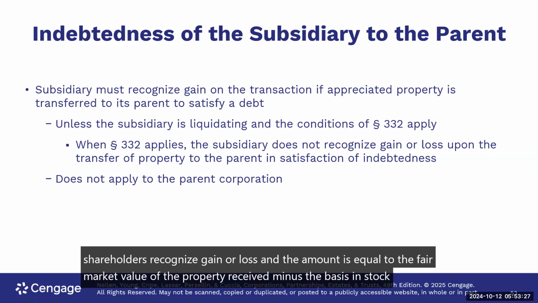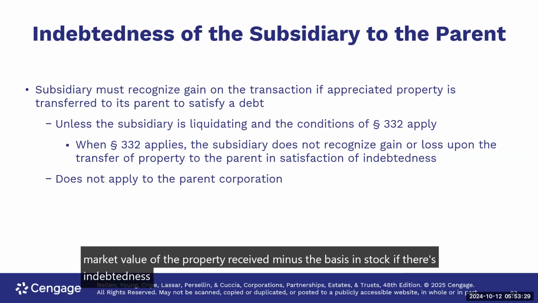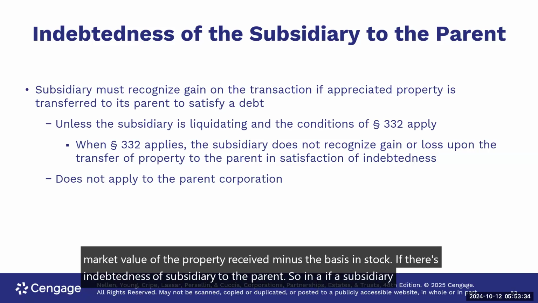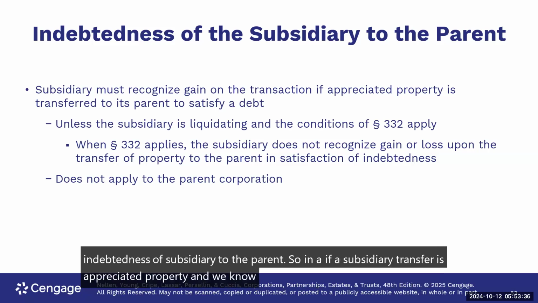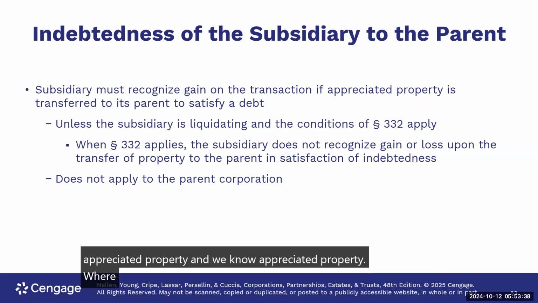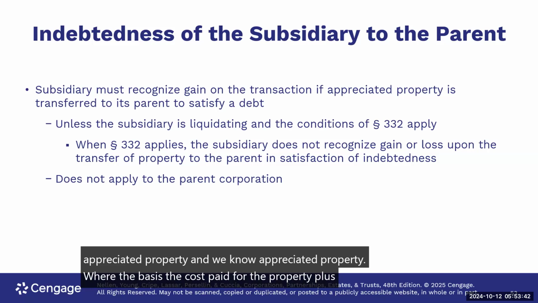If there's indebtedness of subsidiary to the parent, so if a subsidiary transfers appreciated property, and we know appreciated property is where the basis, the cost paid for the property plus any improvements, is less than the fair market value.